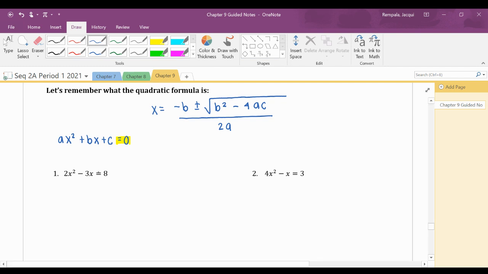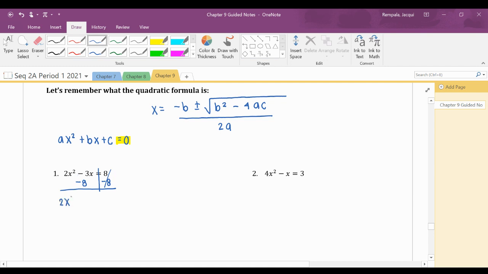Notice that in problem number 1, we have 2x squared minus 3x, but it equals 8. I need it to equal 0. So that means we need to move the 8 to the left side. To move a positive 8, we are going to subtract it. So subtracting it then brings everything over to the left.